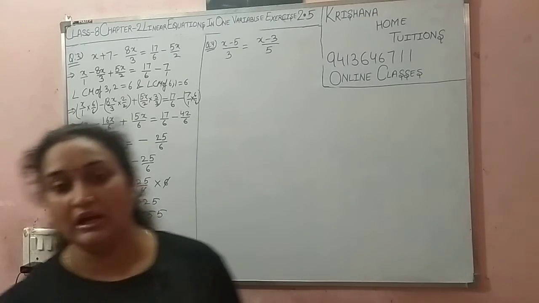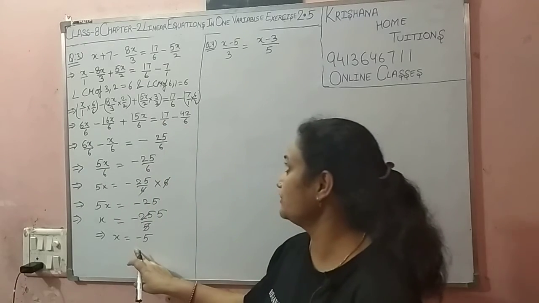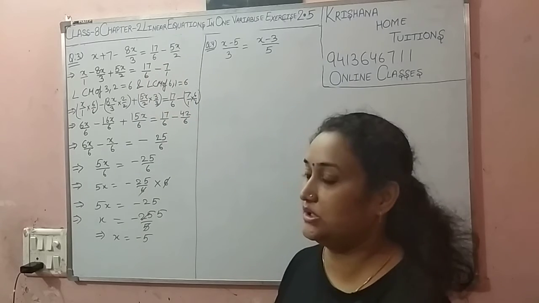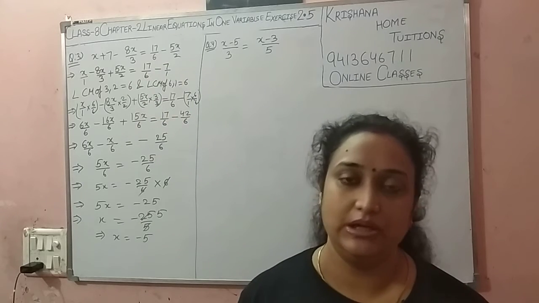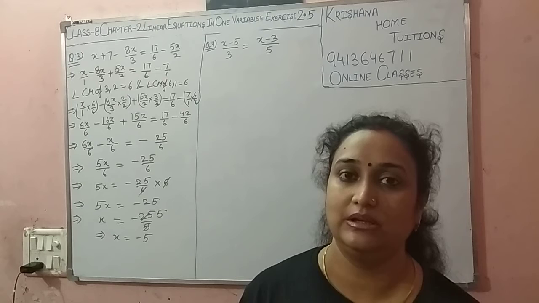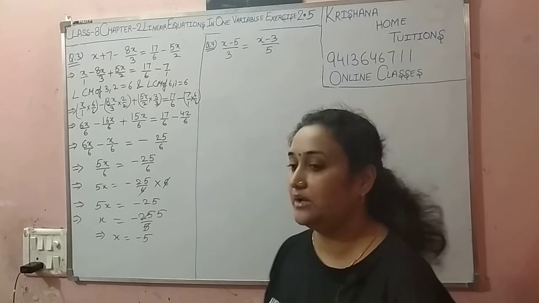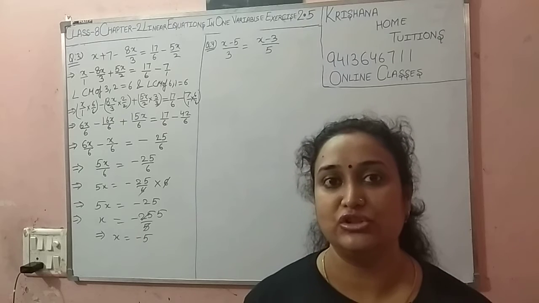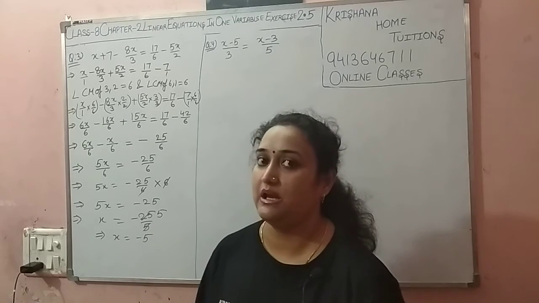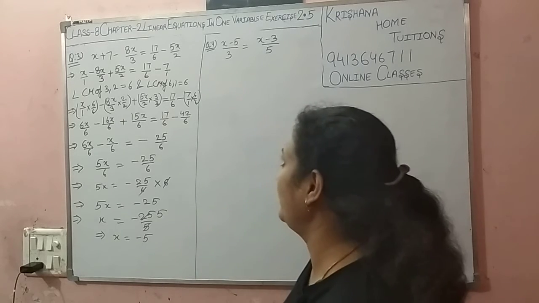Children, you can check the answer also by putting x is equals to minus 5 in the given equation. The method which I have already discussed in exercise 2.3 and exercise 2.4. So I am not repeating here because in the exercise it is not mentioned to check the answer. Here we have to only solve the given equation.